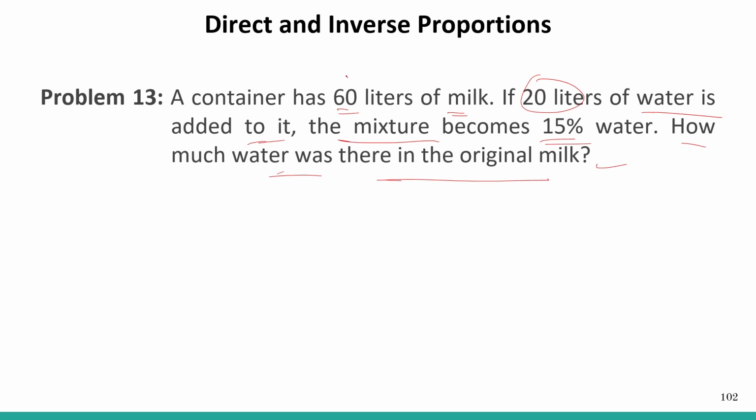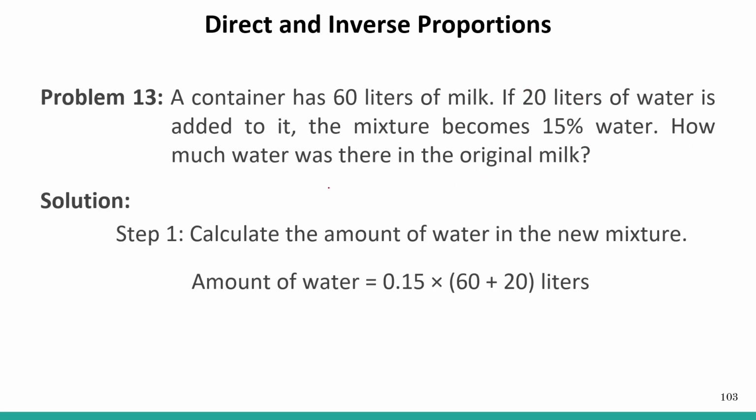So a container has 60 liters of milk. If 20 liters of water is added to it, the mixture becomes 15% water. How much water was there in the original milk? So let's calculate the amount of water in the new mixture, right? The amount of water is equal to 0.15 into (60 plus 20) liters. Okay, because the container had 60 liters of milk, and as we added 20 liters of water, we added 60 with 20. So this is the amount of water.